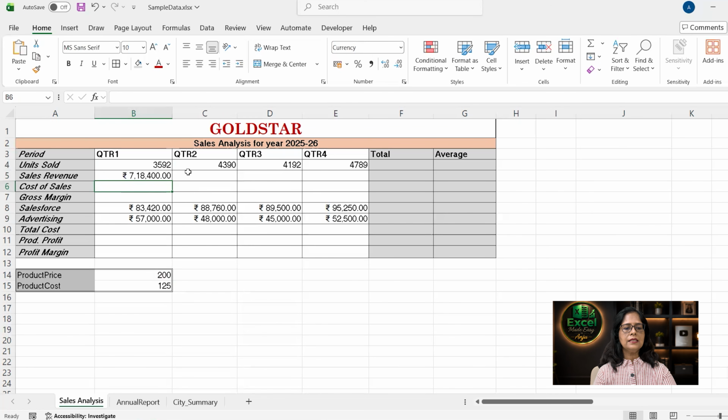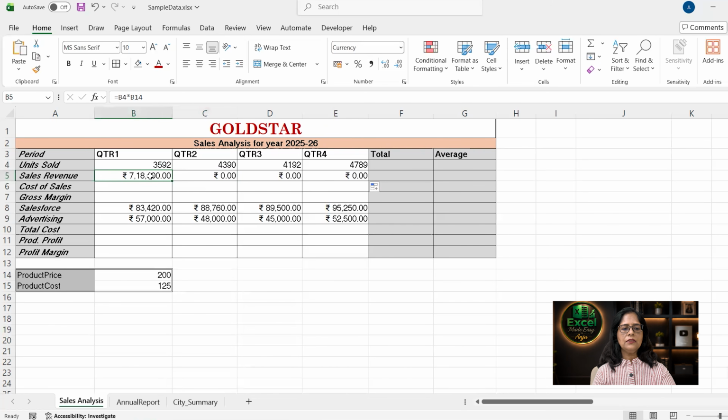Now I need the same formula for quarter two, quarter three, and quarter four sales revenue calculation also. You know that in Excel we can easily drag the formula to fill it in the rest of the cells, but what is happening here? We are not getting the desired result. Now, what is the reason for this?